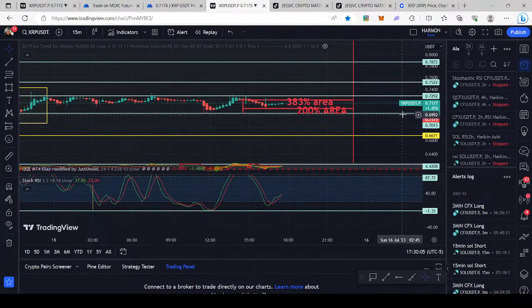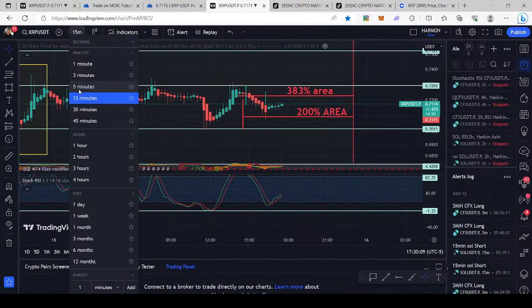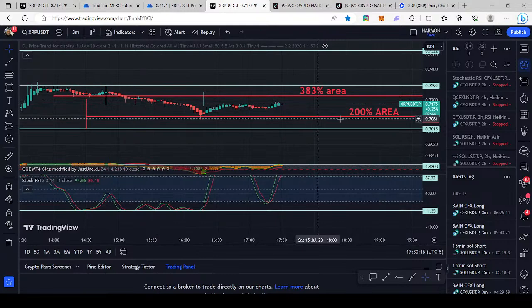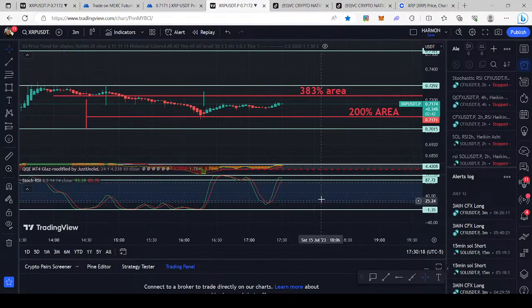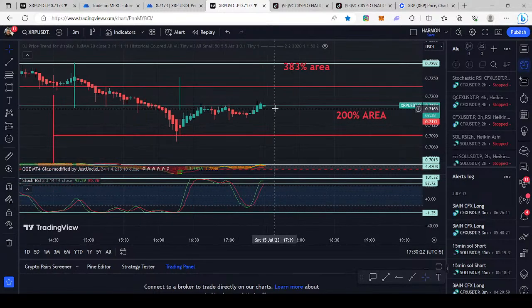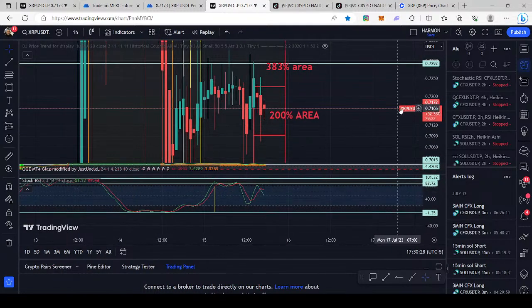Okay, so right here, look at here. It's our 15 minute. Notice our 15 minute is starting to push up here. Go to your 30. Our 30 just swung up, right? So now we're going to go to our 3 minute, right? Our 3 minute is at the top here, and it's starting to bend down, okay? Which means we're going to get one more little push for an area for a long here. And the 1 hour is still pushing down.